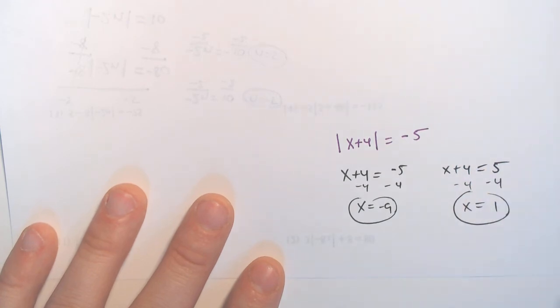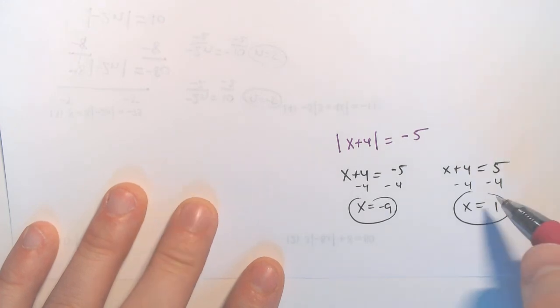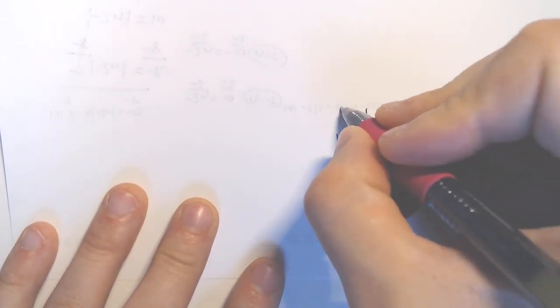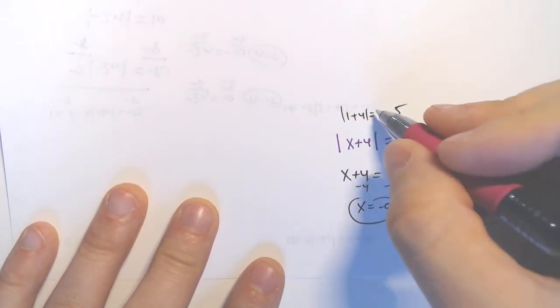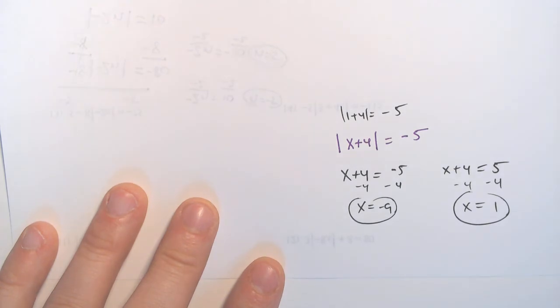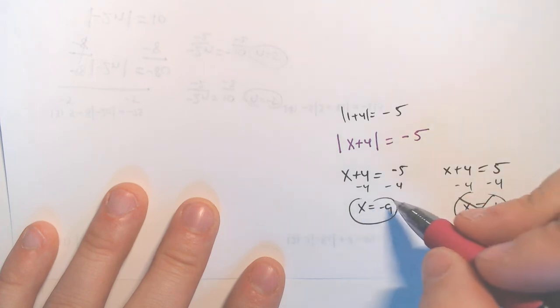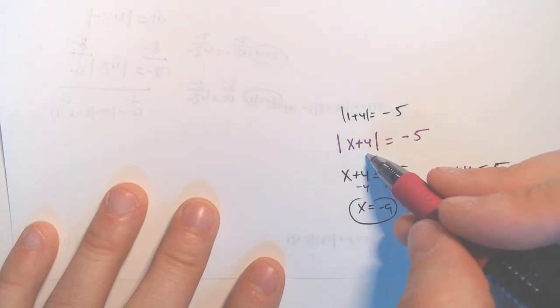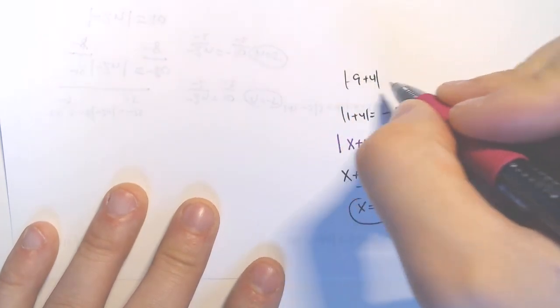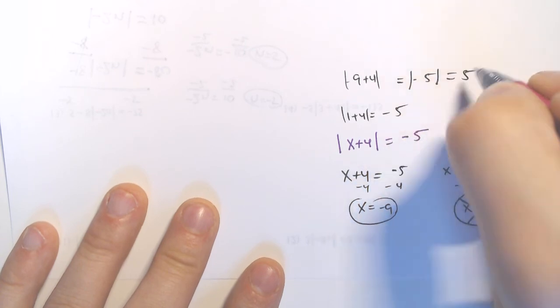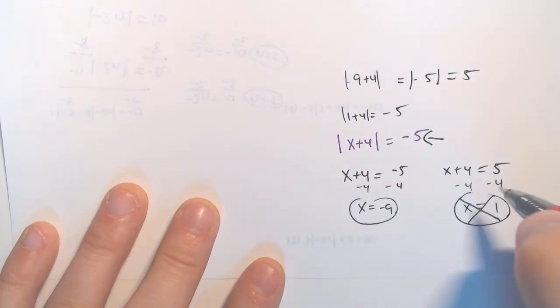Here's the issue. Both of those are wrong. Both of them. If I plug that back in, if I plug in 1, let's say, for instance, 1 plus 4 is 5. The absolute value of 5 does not equal negative 5. So that doesn't work. Uh-oh. And then if I plug in the negative 9, negative 9 plus 4 is negative 5. But the absolute value of negative 5 is positive 5, and it's supposed to equal negative 5. So that also doesn't work.